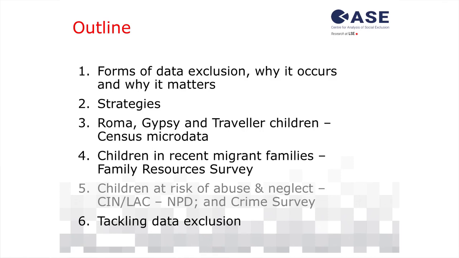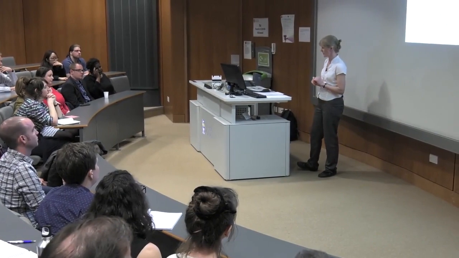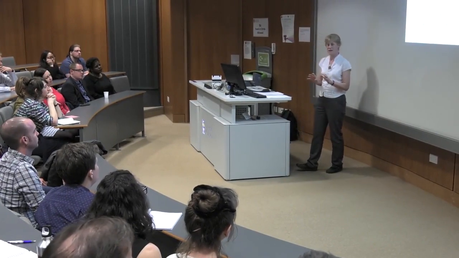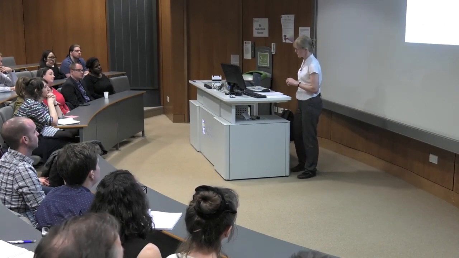These are 3 groups of vulnerable and excluded children. Roma, Gypsy and Traveller children, children in recent migrant families, and children at risk of abuse and neglect. They're very different groups in all sorts of ways, and I'm not trying to make any claims for similarity across them, except for the common feature of data exclusion. And we've got different strategies that illustrate different approaches to tackle the data exclusion of each of those.